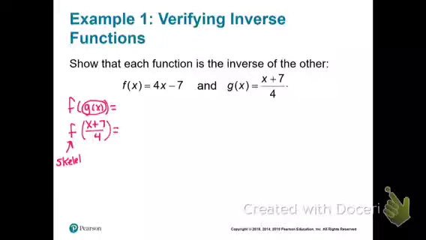It's what I call my skeleton, which is 4x minus 7. And what did we say we're going to plug in right there? The same thing that's in parentheses on the other side, so the (x plus 7) over 4. And now I've just got to simplify this.